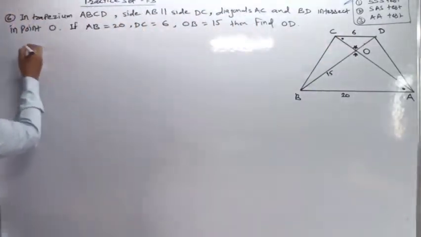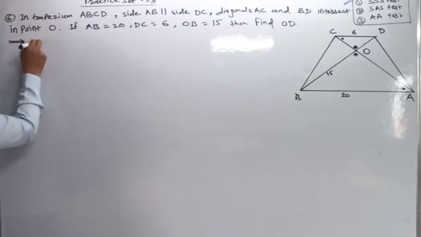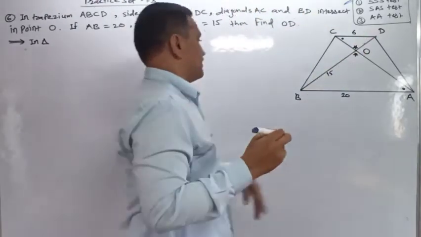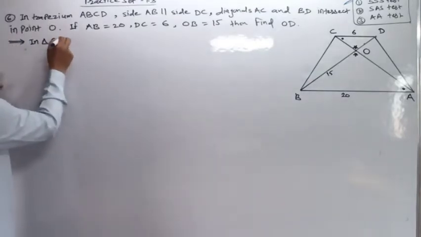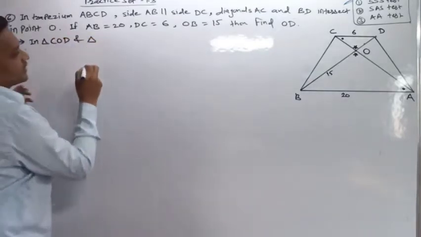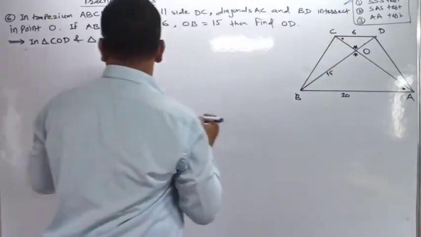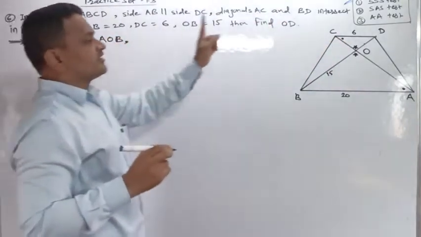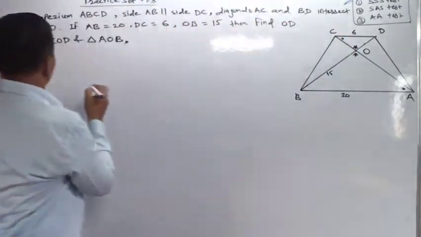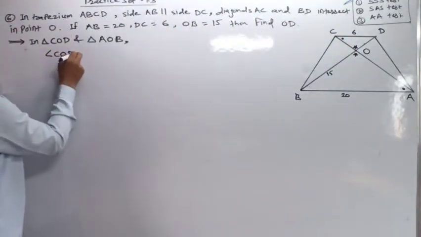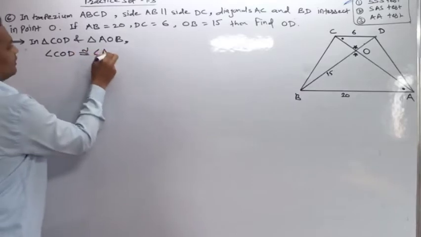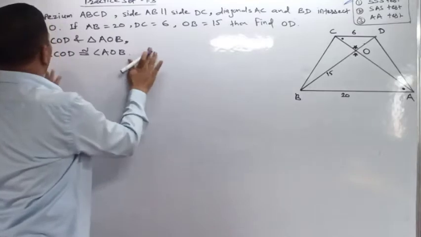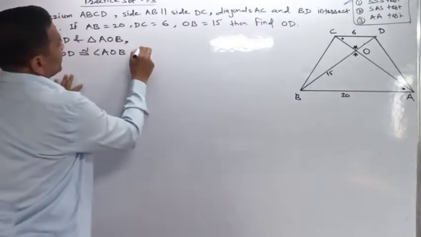Understand? Now in triangle COD and triangle AOB, right? Angle COD is congruent to angle AOB. Why is angle COD congruent to angle AOB? Vertically opposite angles.